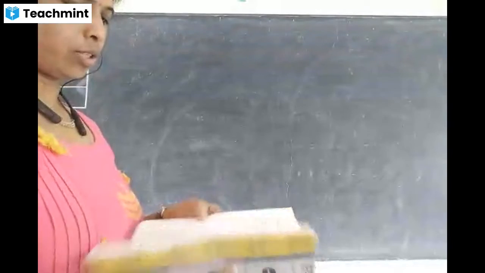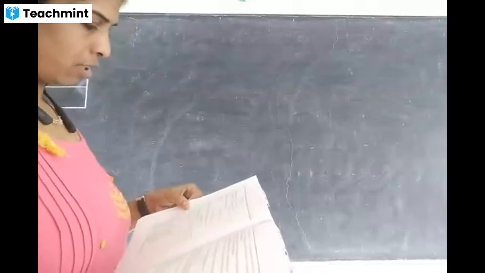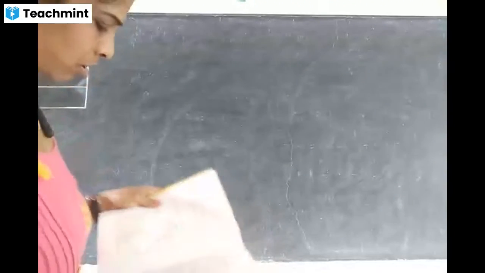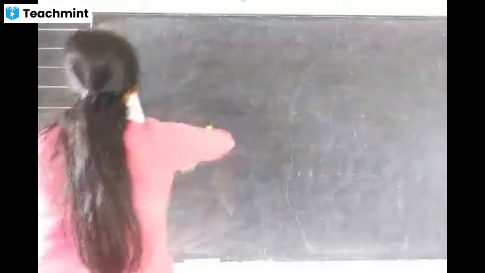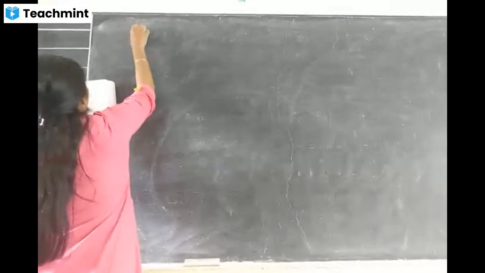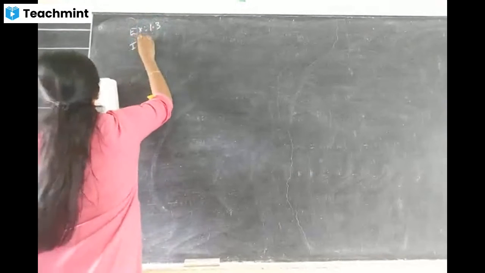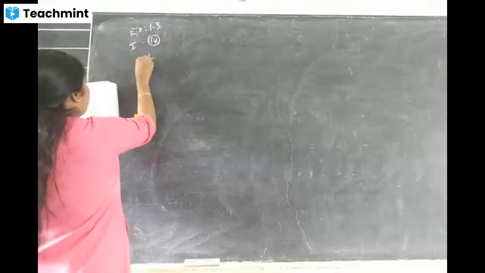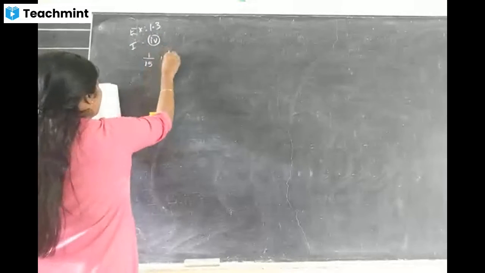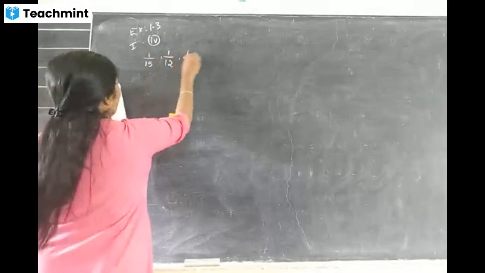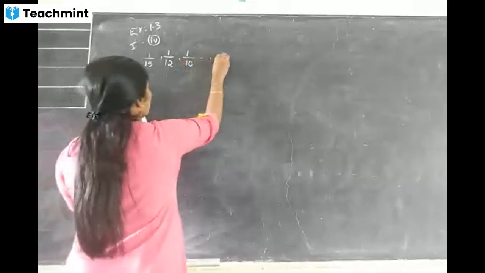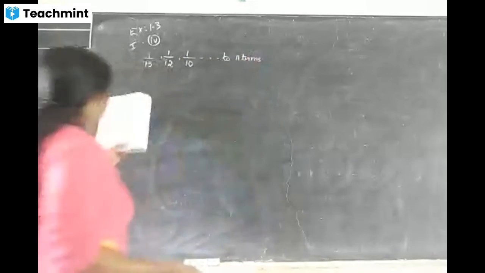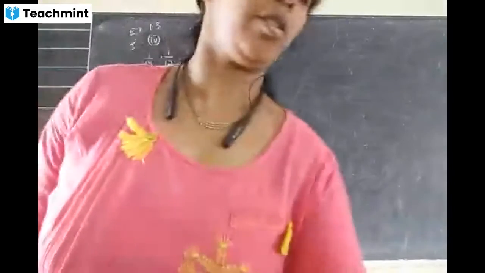I'll take one question from the exercise. One fraction question is given from exercise 1.3, Roman number 1, fourth question. The AP is given as 1 by 15, 1 by 12, 1 by 10, to 11 terms. Find the sum of 11 terms here.